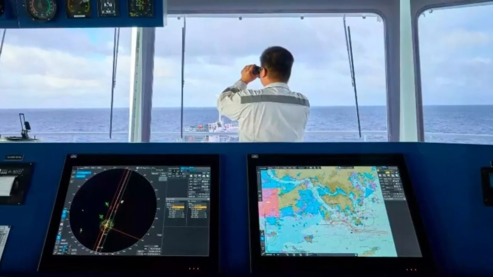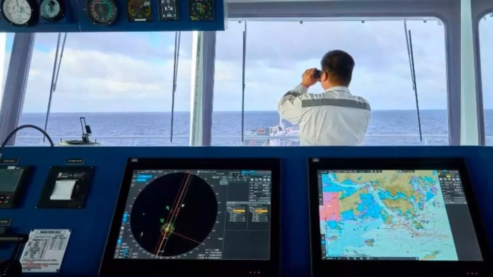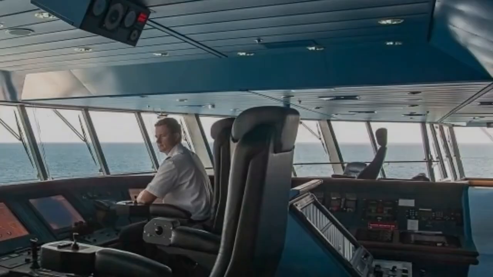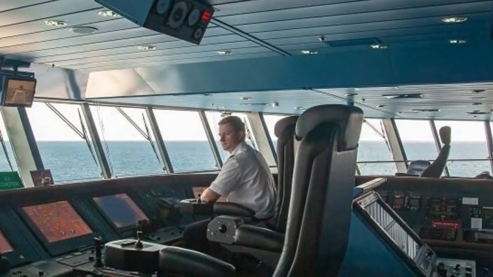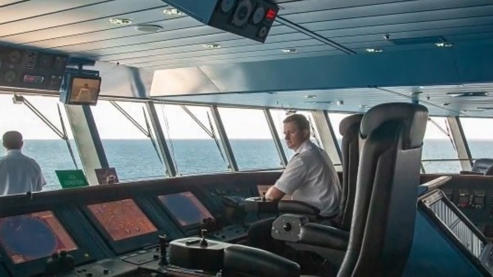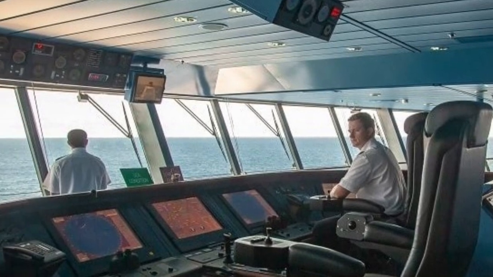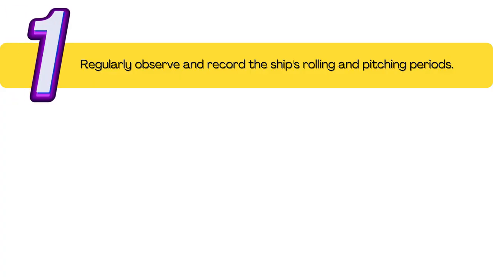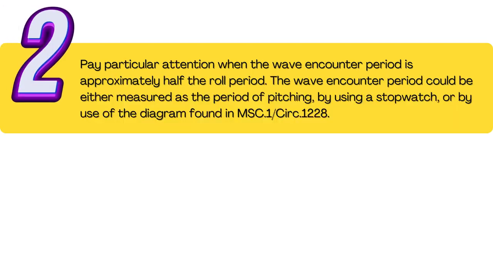The officer of the watch has a critical responsibility in monitoring ship motions and environmental conditions to anticipate and prevent parametric rolling. To effectively monitor these conditions, the officer of the watch should: 1. Regularly observe and record the ship's rolling and pitching periods. 2. Pay particular attention when the wave encounter period is approximately half the roll period.